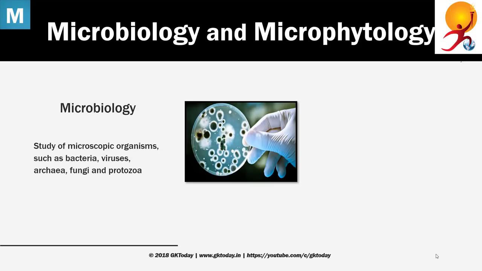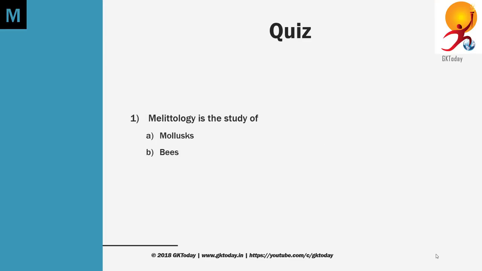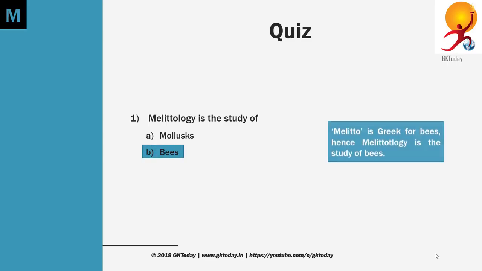Microbiology is the study of microscopic organisms such as bacteria, viruses, etc. Microphytology is the study of microscopic plants. Phyto means plants. So what is melittology the study of? A. Mollusks, B. Bees, and the answer is bees.